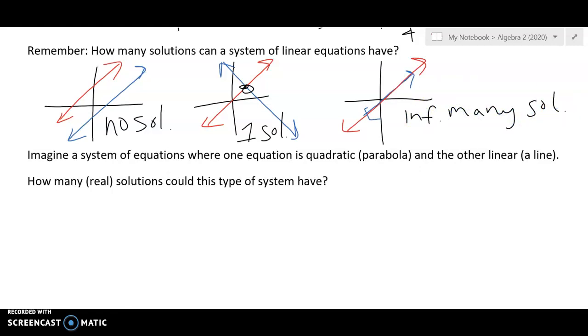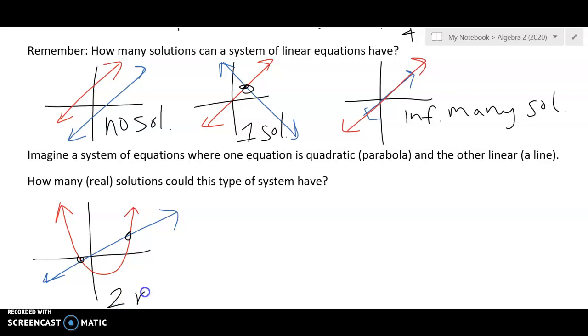So think back to that. We're going to have some similar situations. Now it says, imagine a system of equations where one of the equations is a parabola and the other is a line. So how many real solutions could this have? Let me show you some more pictures. I'm going to have a parabola and a line. It could look something like this. This crosses and touches in two different spots, so this has two real solutions. I can actually see them where they cross.